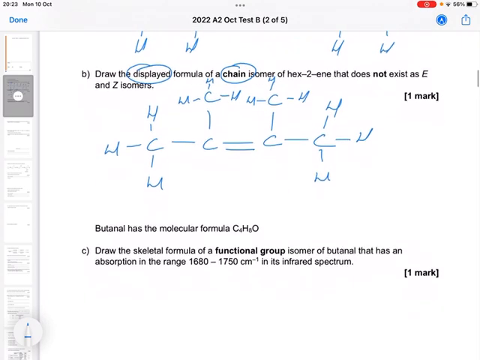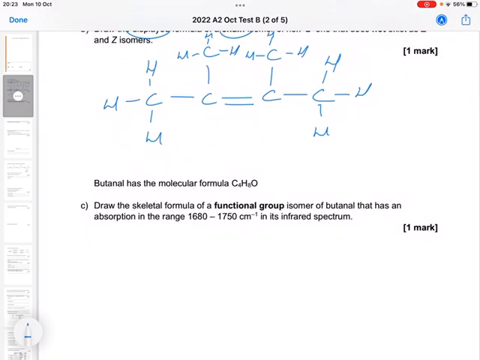Butanal has the molecular formula C4H8O, so that's an aldehyde. So with 4 carbons, skeletal formula, functional group isomer, so it's going to be a ketone. That's the kind of standard one. It's got to be skeletal as well. So 1, 2, 3, 4, and then on carbon number 2, I'm going to do that, and there's my ketone.